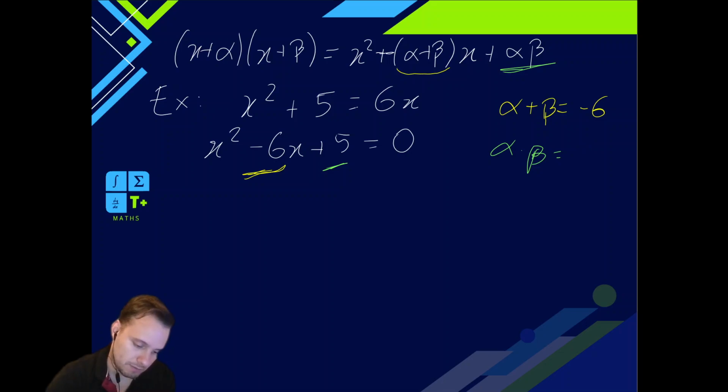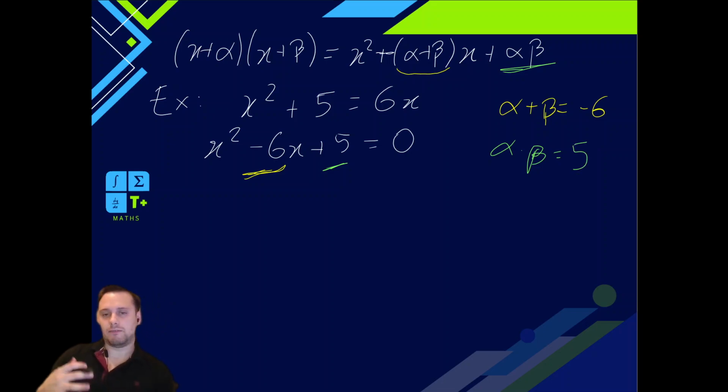So from there we have our focus, and we need to think of which numbers alpha and beta work so that these conditions are matched. Alpha plus beta has to be equal to negative 6, and alpha times beta has to be equal to 5.